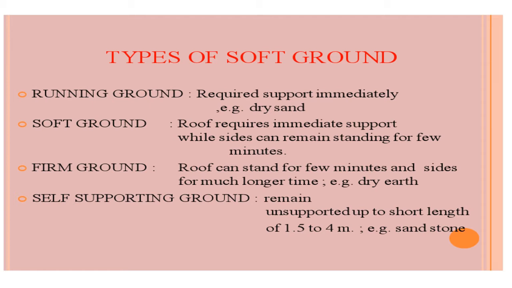Then comes the self-supporting ground. That also comes under soft ground, as self-supporting ground is also possible in the case of soft ground. Here, it can remain unsupported if the length is short, around 1.5 to 4 meters. There is no need for wooden planks or steel planks to be given. The example for this kind of soil is sandstone.